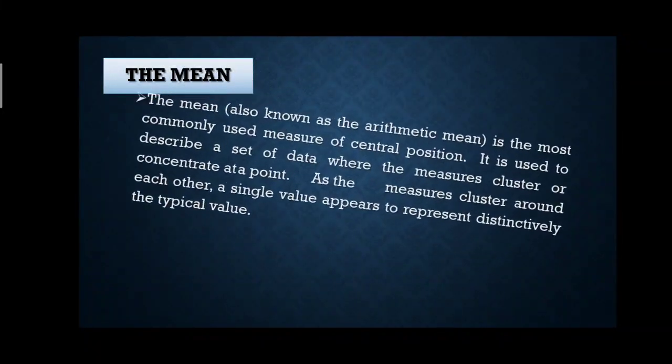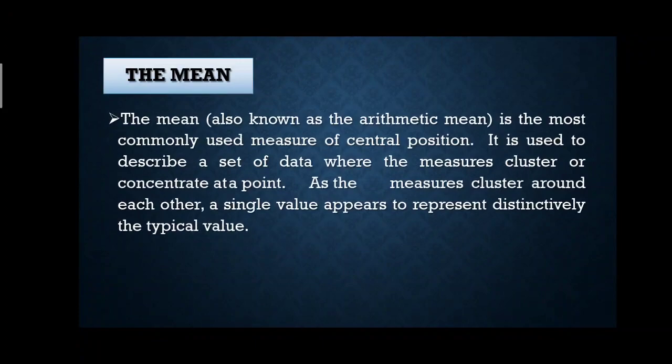Okay, what is the mean? The mean, also known as the arithmetic mean, is the most commonly used measure of central position. It is used to describe a set of data where the measures cluster or concentrate at a point. As the measures cluster around each other, a single value appears to represent distinctively the typical value. So the mean, or the arithmetic mean, means the average of a central position. It is commonly known as the average.